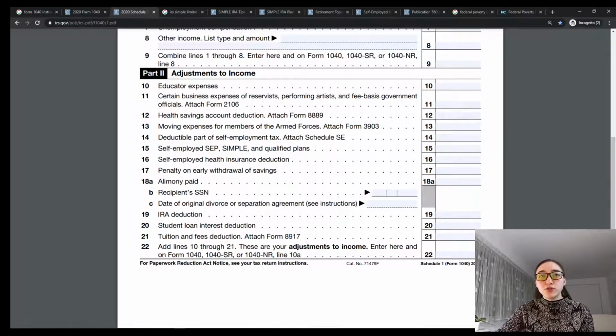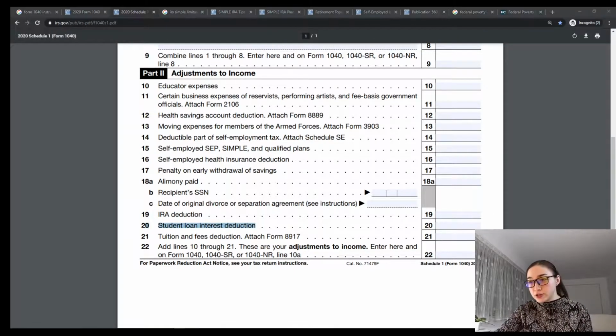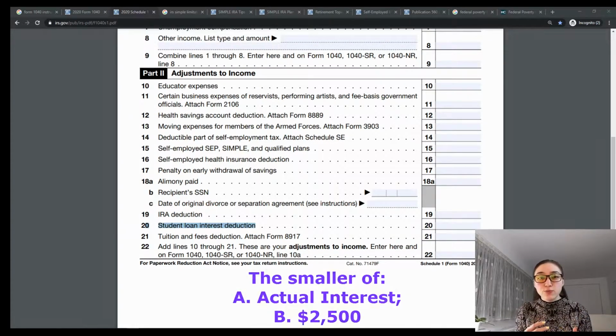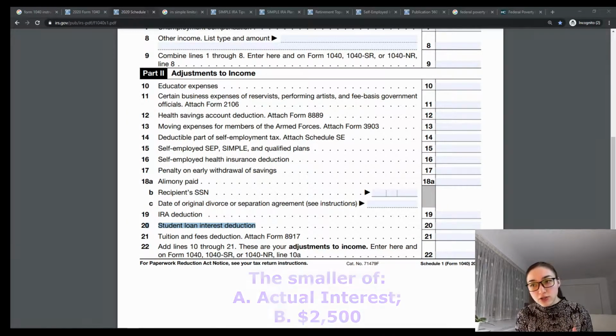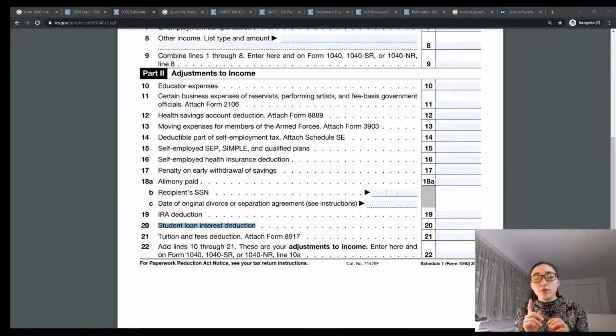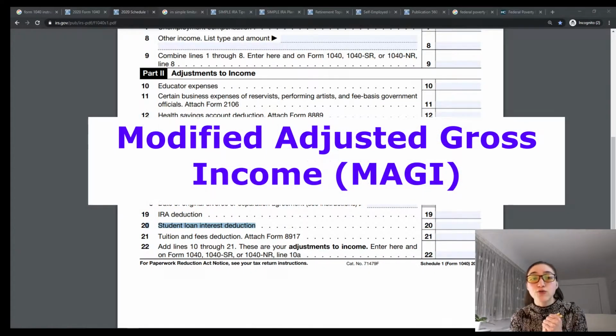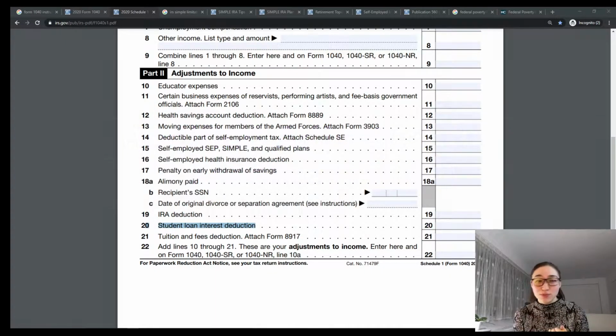So let's get started. Let's talk about student loan interest deduction first. You can deduct whichever is smaller: the actual interest payment or $2,500. There is one thing that you'll probably get very angry at me for doing. I will refer to a new thing called Modified AGI. I'm sorry, this is not me, this is the IRS.